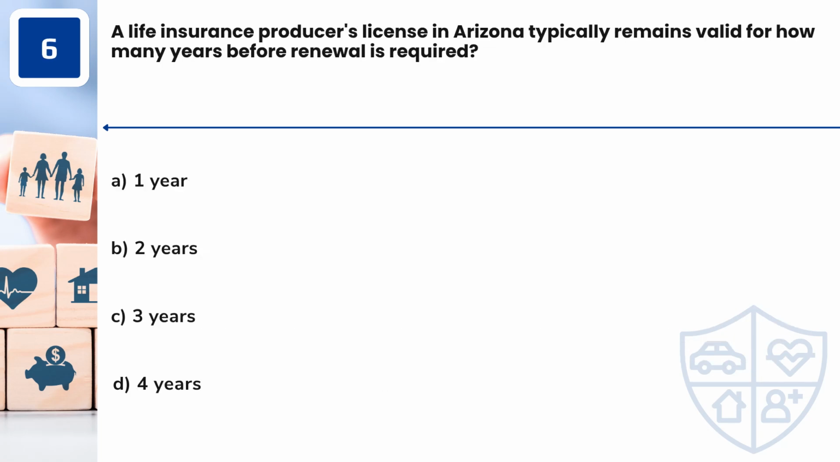Question 6. A life insurance producer's license in Arizona typically remains valid for how many years before renewal is required? A. 1 year. B. 2 years. C. 3 years. D. 4 years.